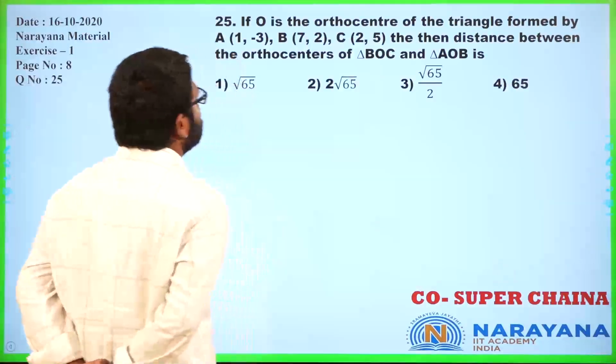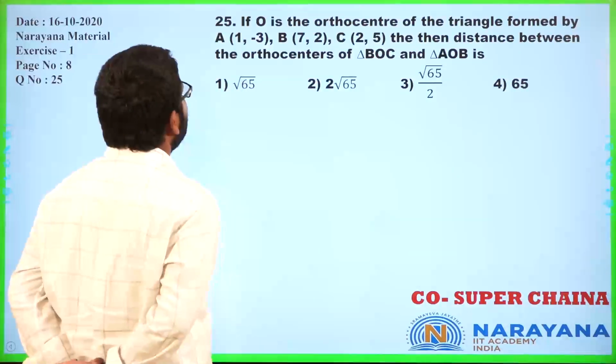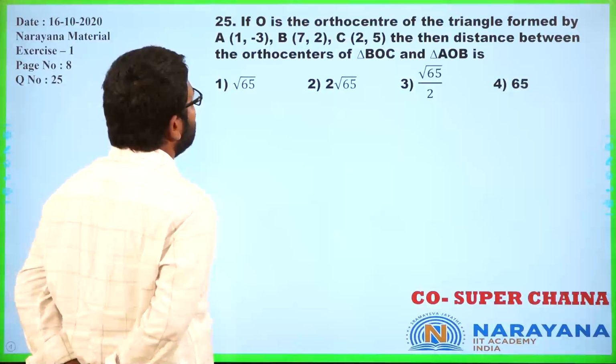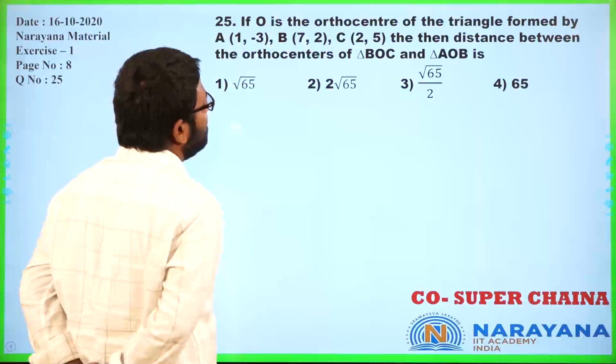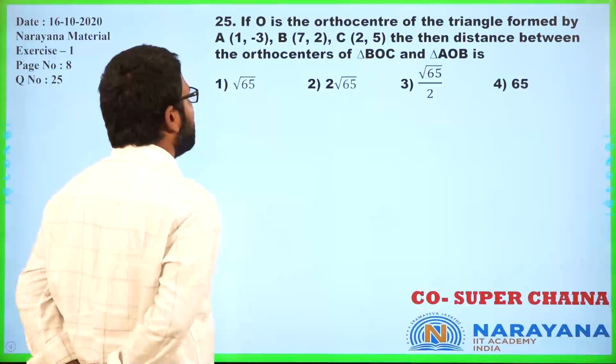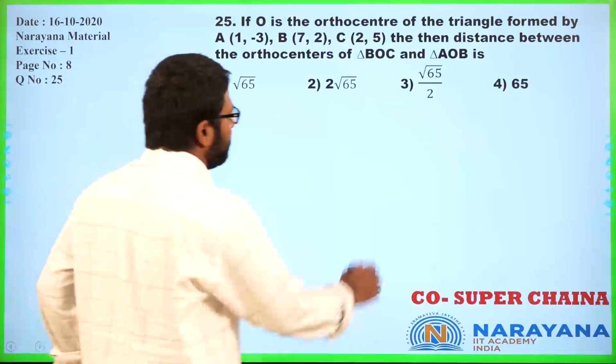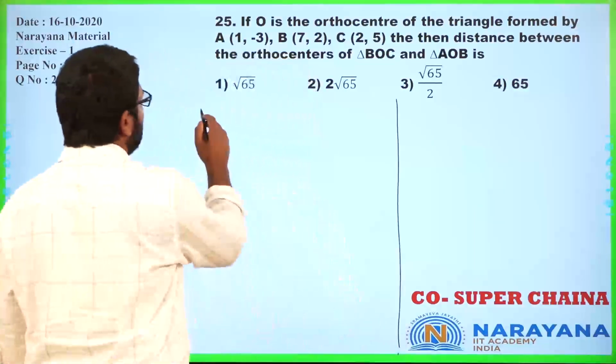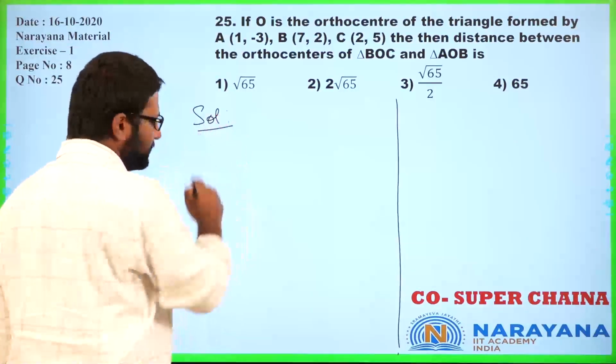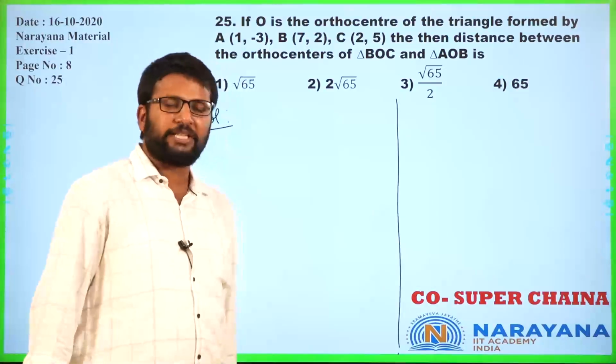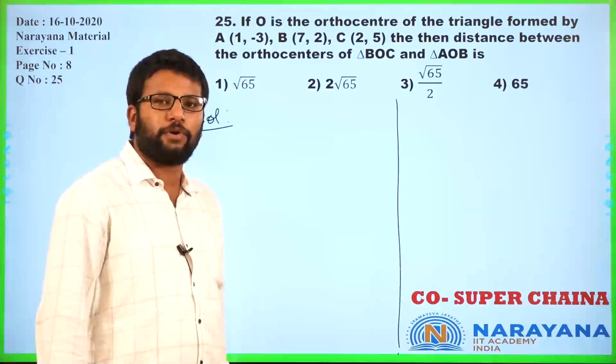If O is the orthocenter of the triangle formed by A(1, -3), B(7, 2), C(2, 5), then find the distance between the orthocenters of triangle BOC and triangle AOB. Alright. So often students ask, just as there is a formula for centroid, is there a formula for orthocenter?